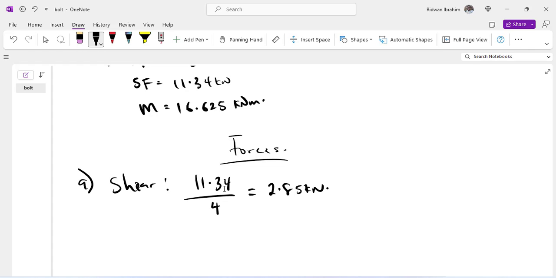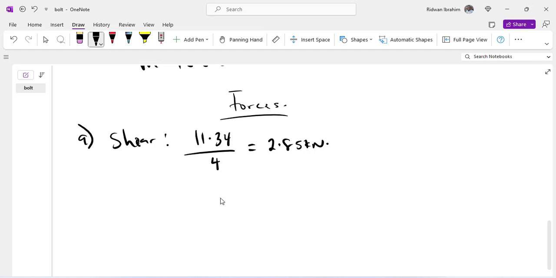But if the shear capacity of the bolt is greater than this calculated shear force, then the bolt will not shear. All right, so we've known the shear force on each bolt. Now let's know the pullout on each bolt.